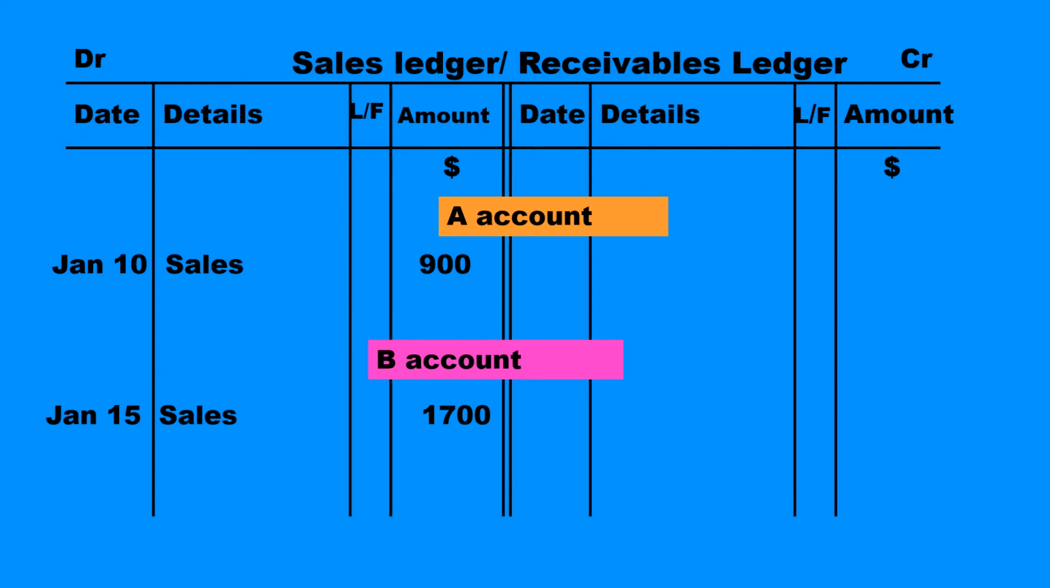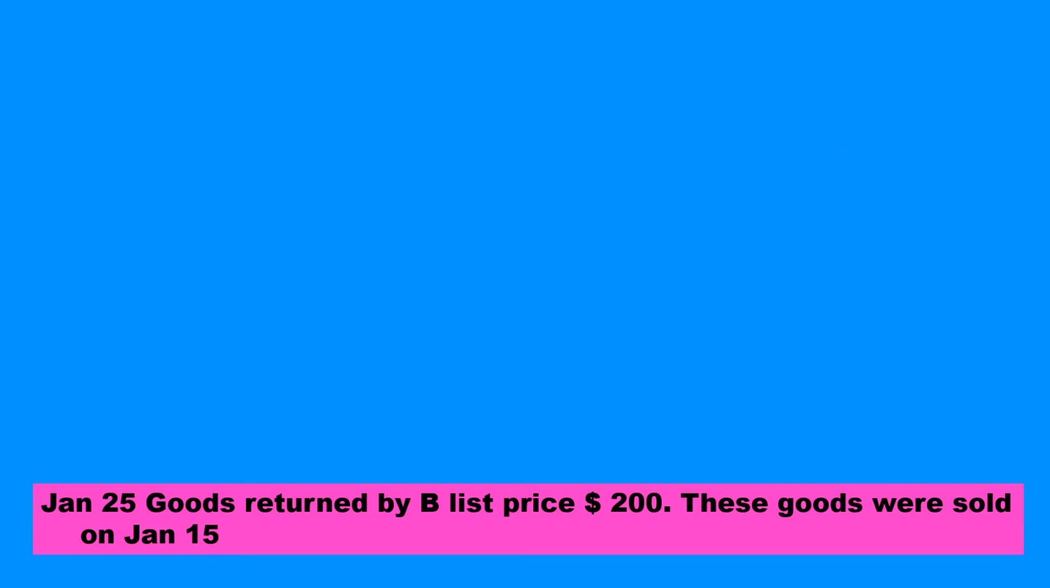If we record in the account of A in the sales ledger or receivables ledger, you will remember that we already had A on the debit side, sales 900. On the credit side, we record sales returns 90. Once again, neither the list price nor the trade discount are recorded in the books. Let us look at the second example of return of goods. Goods returned by B, list price 200. These goods were sold on January 15th.